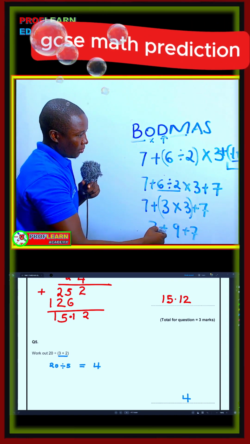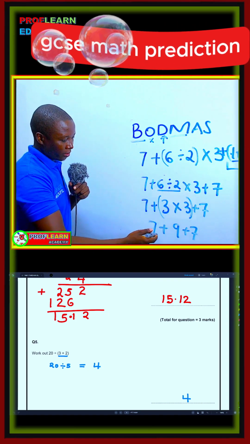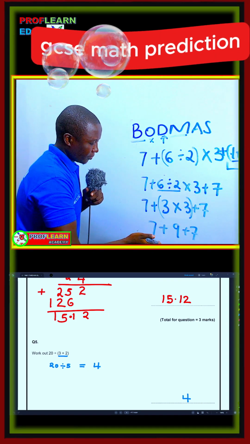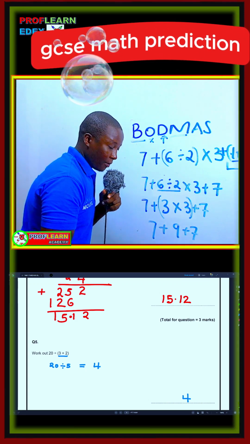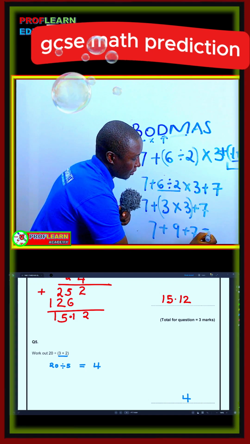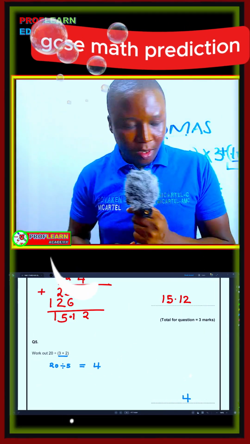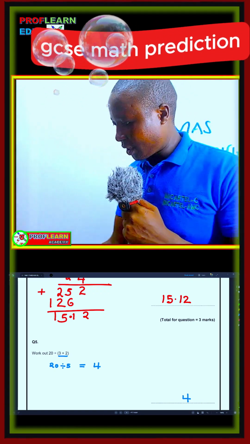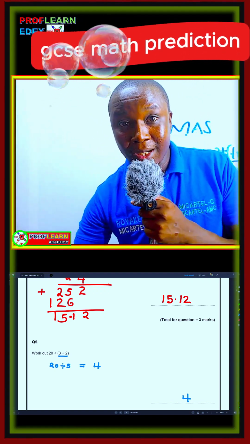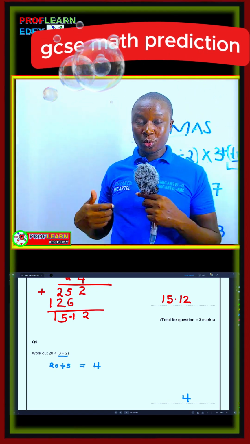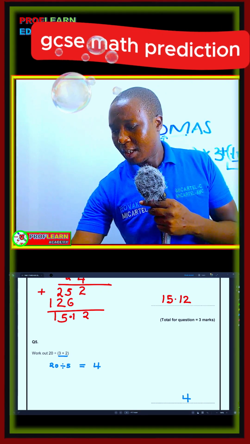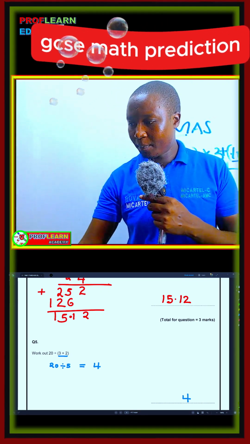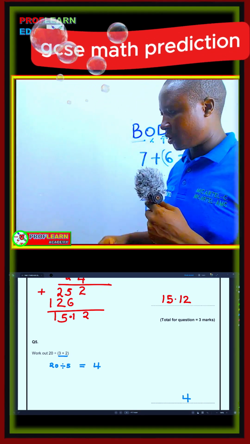Now we can comfortably add them: 7 plus 7 gives us 14, then plus 9 gives us 23 as the final answer. So as you are preparing for that exam, put it in mind that you may be given questions to do with addition, subtraction, and multiplication signs in one particular question. For that you need to use BODMAS.